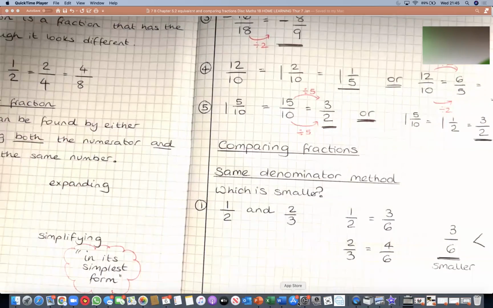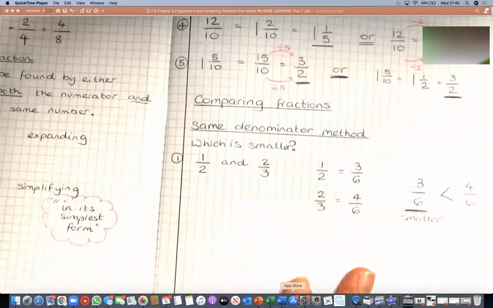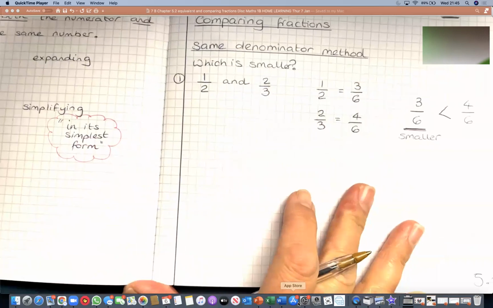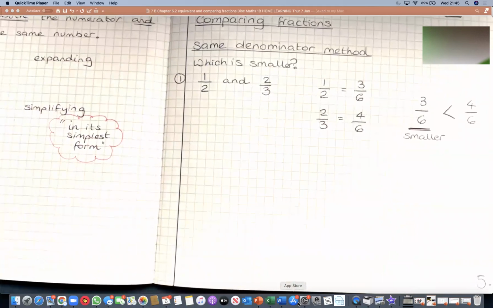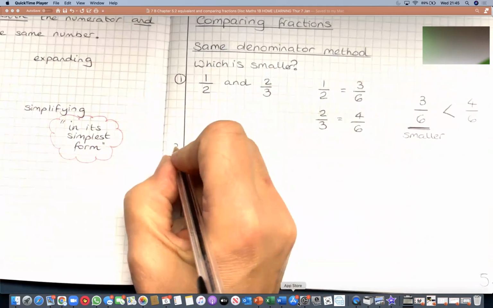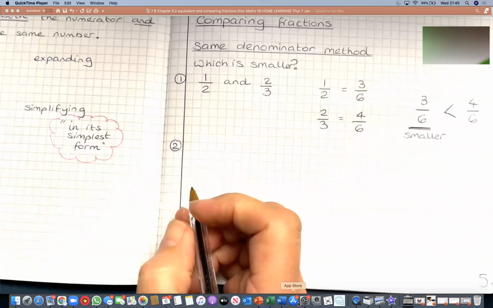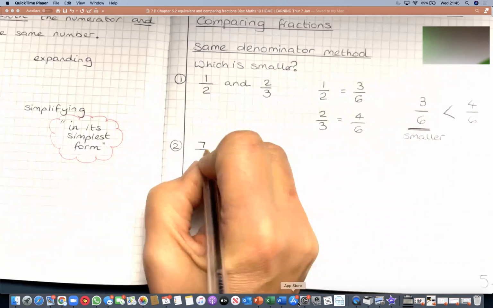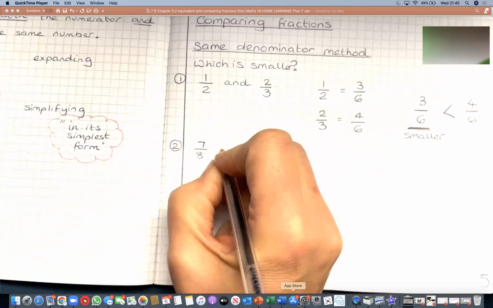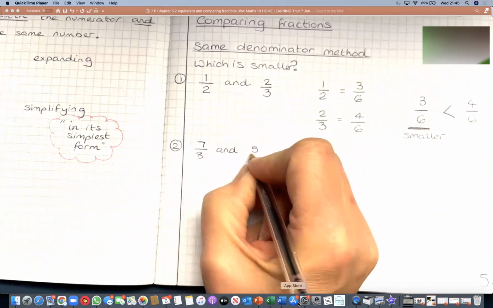Just need to move my book a little bit more so you can see the bottom of my sheet. All right. Let's see what happens with this example. 7/8 and 5/6.